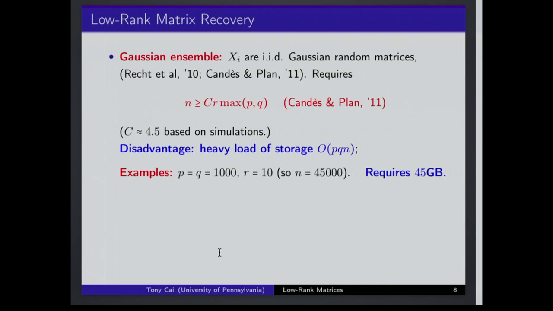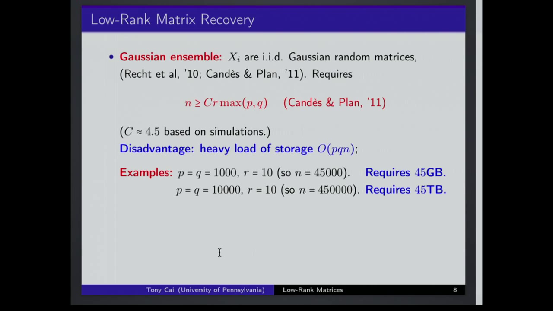And the matrix is of order p by q, and you need to keep n of them, so you just count the number of entries you need to store. For a small calculation, say pq equals 1,000 and r is 10. By simulation, this constant c is roughly 4.5. It's not a big constant, but still you need to keep about 45,000 matrices, and that requires 45 gigabytes.